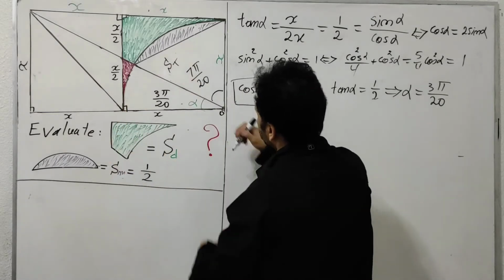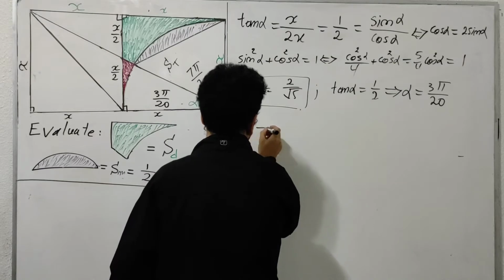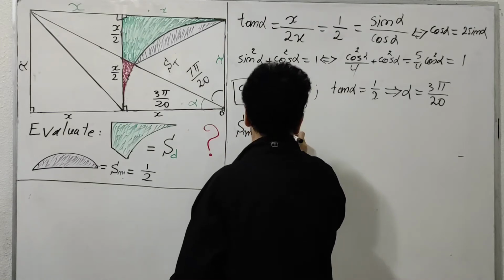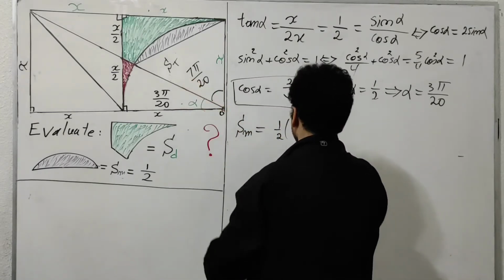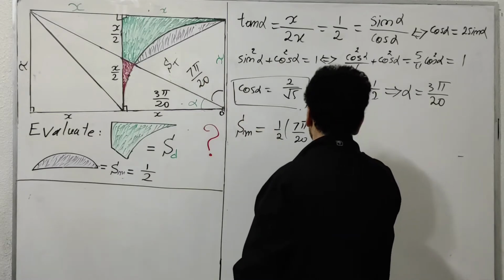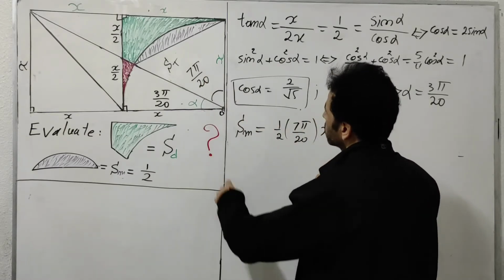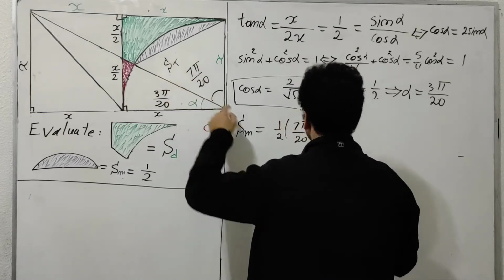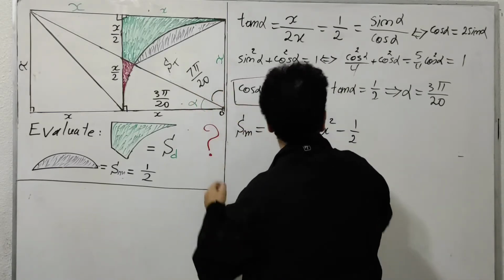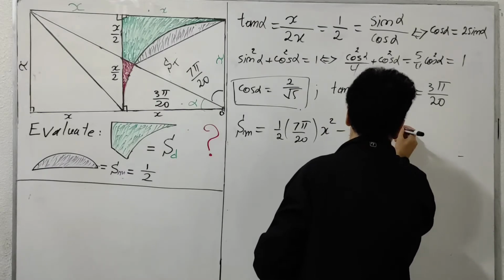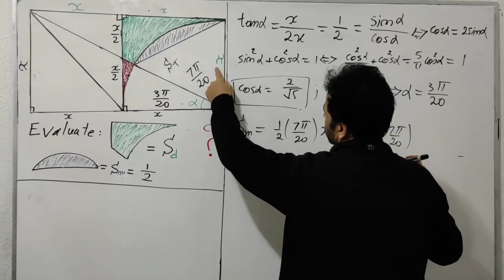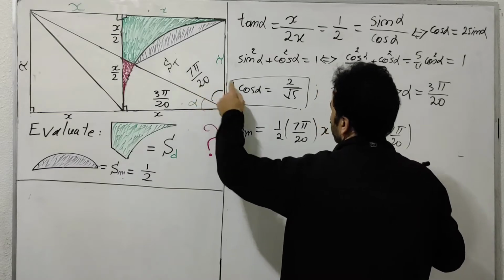So the area of this segment, which is SM, equals the area of this sector of this circle, which is half multiplied by this angle, which is 7 pi over 20, multiplied by the radius squared, which is x squared, minus the area of this triangle ST, which is half multiplied by the sine of this angle of 7 pi over 20 multiplied by the radius squared of this circle, which is x squared.